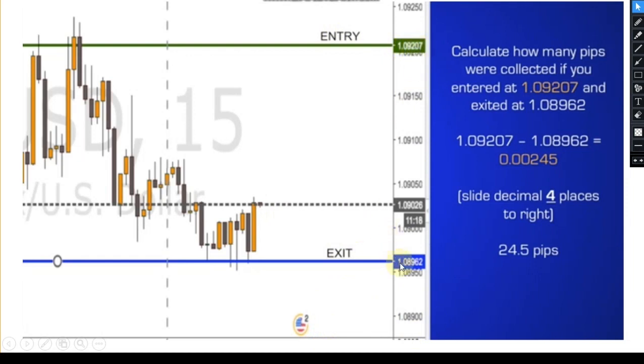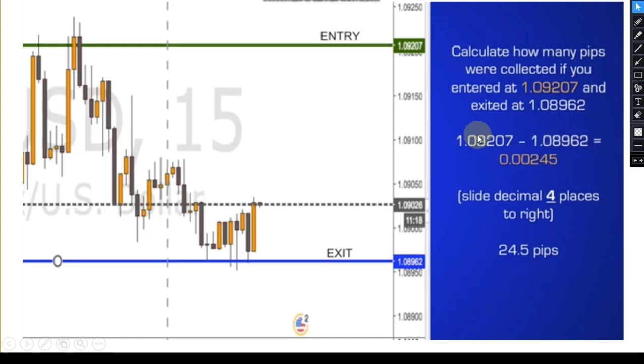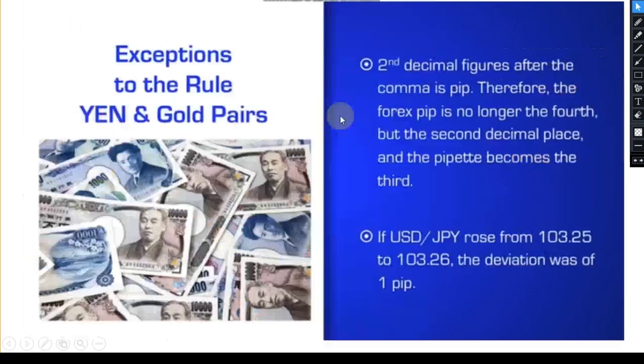1.09207, and you exit at 1.08962. Is it what we have here? Yes, of course. You can see that yourself. Okay, 62. So what do we have? This is the answer we have here. Just use your calculator to check it yourself to save time. Okay, then the same thing, 20.5 pips.